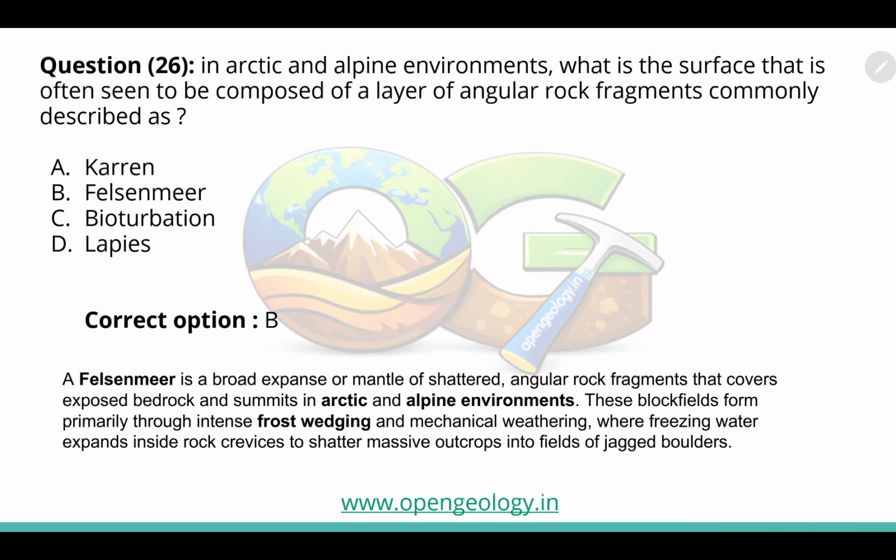Then another question is, in Arctic and alpine environment, what is the surface which is often seen to be composed of a layer of angular rock fragments? This surface is known as the Felsenmeer. Now what is this term? This is used for a broad expanse of mantle of shattered angular fragments which covers the exposed bedrock and summits in Arctic and alpine environment. So this term is used only for the Arctic and alpine environment. These are the results of frost wedging or mechanical weathering.